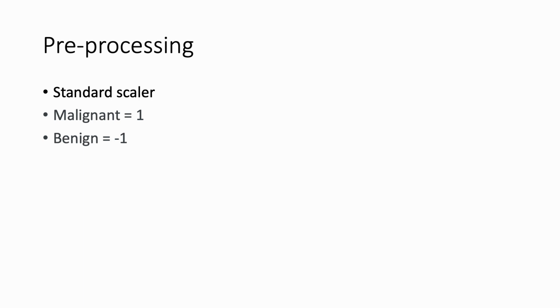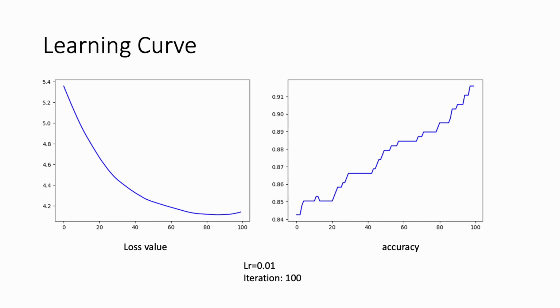We use the standard scaler to scale the dataset, assigning the malignant label to 1 and benign to -1. This is the learning curve of the training iterations. We trained the model over 100 iterations with a learning rate equal to 0.01. We can see here the loss value decreases and the accuracy increases.